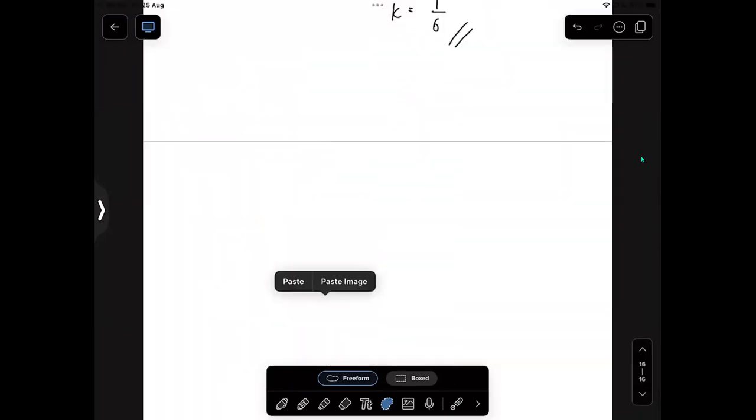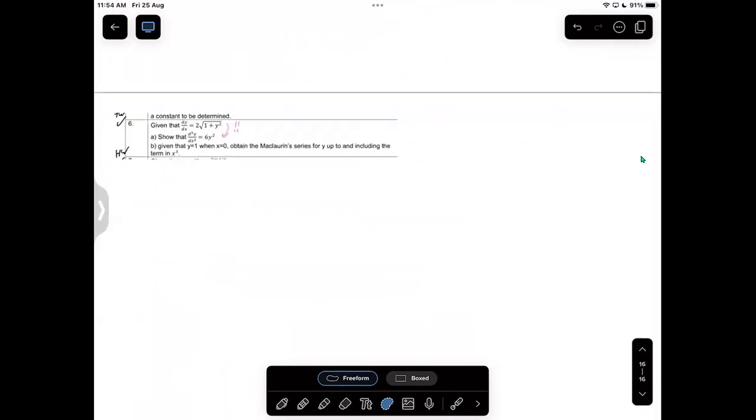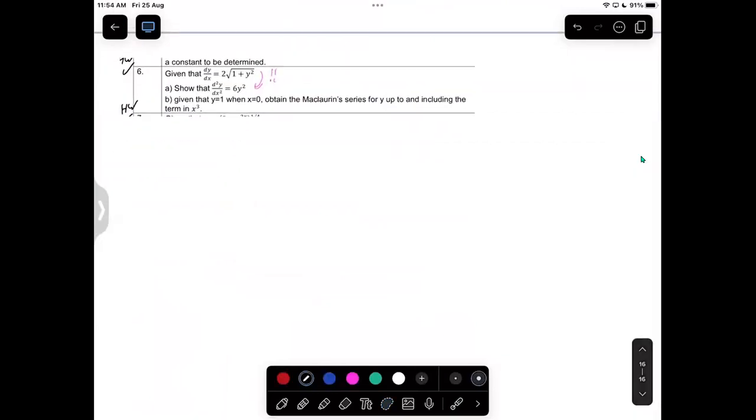Haven't covered integration techniques. Okay, so question 6, let's see. dy/dx equals 2 times root 1 plus y squared. So part A, you want to show that d2y/dx squared equals 6y squared. So let's take a look. dy/dx equals this guy.